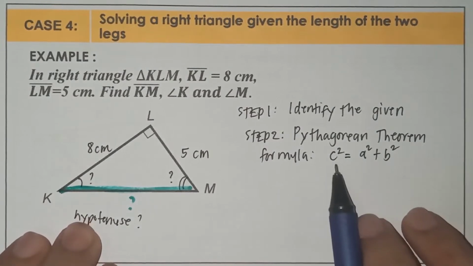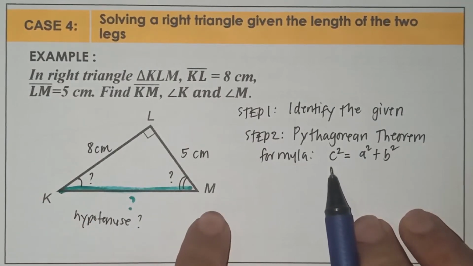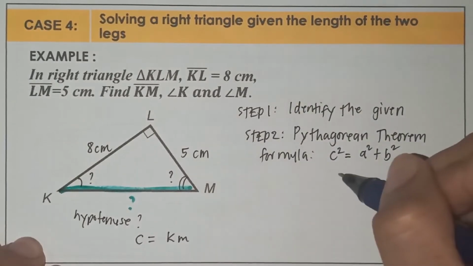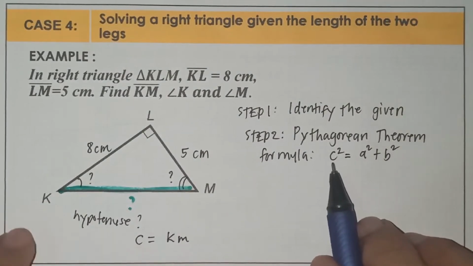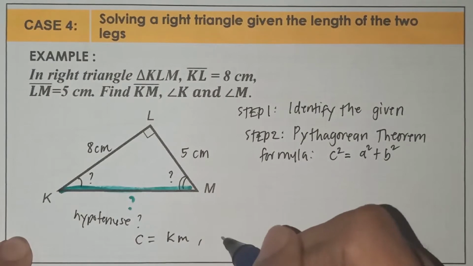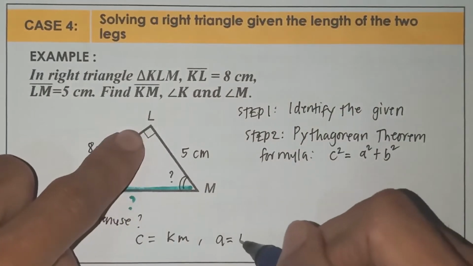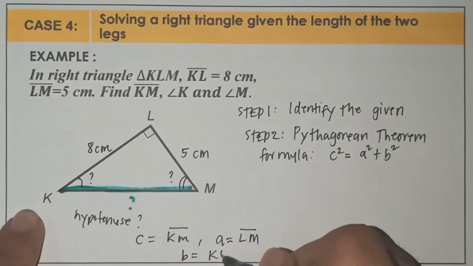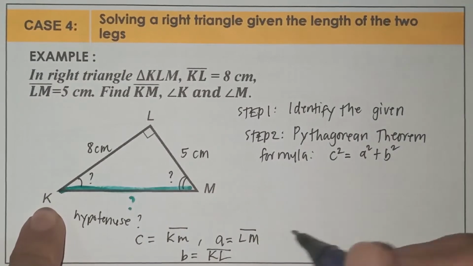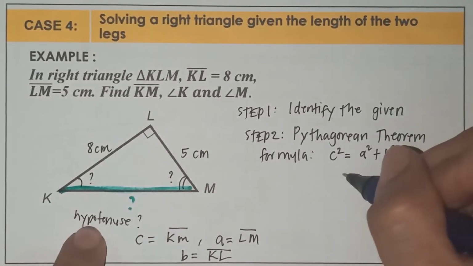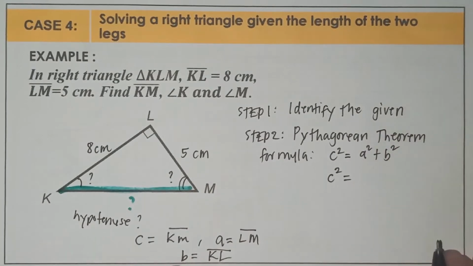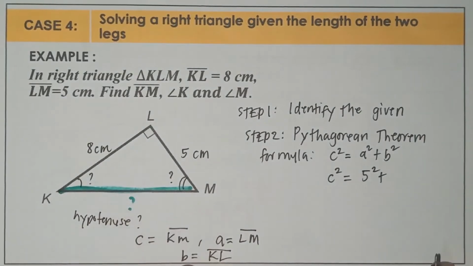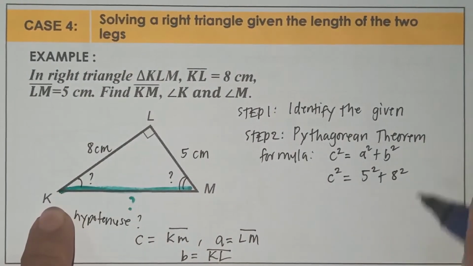In this case, C here is the hypotenuse, which is KM. We can simply represent C as KM. So that KM is C. And for A, we can use LM. And for B, we can use KL. That is the side KL. For C now is missing. C square is equal to, the A here is LM, 5 square, plus the B here is KL, 8 square.